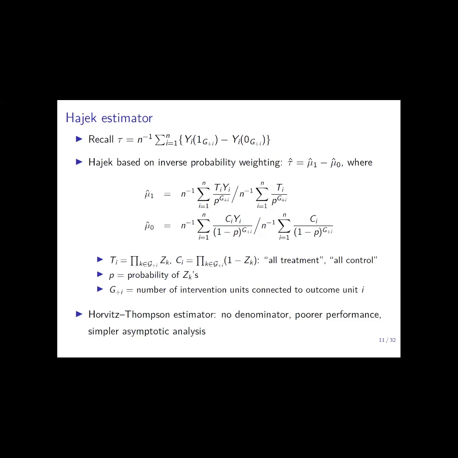There's no additional information you can use. Okay, you only use units I with Ti equals 1 and Ci equals 1. Ti equals 1 means all the intervention units connecting to I receive treatment. Ci equals 1 means all the intervention units connecting to I receive control. No surprise at all. And this is just inverse probability, the probability this event happens.